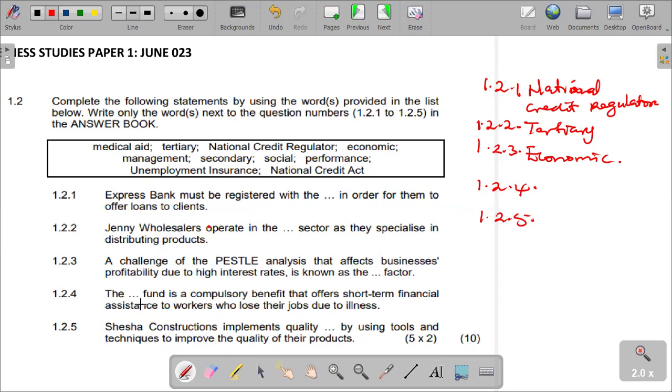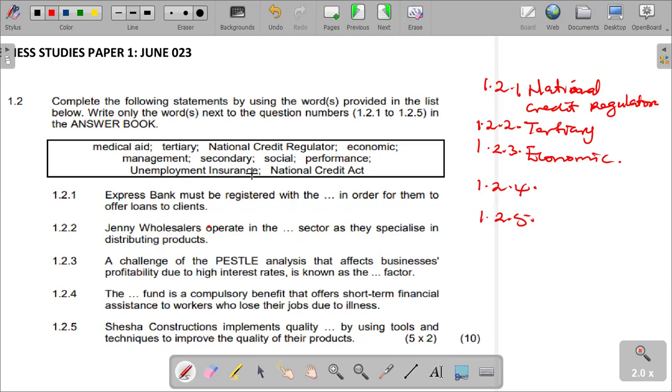Number 1.2.4: the dash fund is a compulsory benefit that offers short-term financial assistance to workers who lose their jobs due to illnesses. When employees have been working and they lose their jobs because of unfit health, what can support them? Where are they going to get that? It is a compulsory benefit covered by our national legislation. What is that fund that can give them support for a moment when they are ill after they've been working?